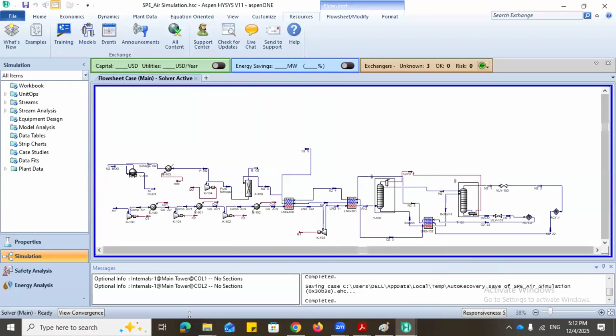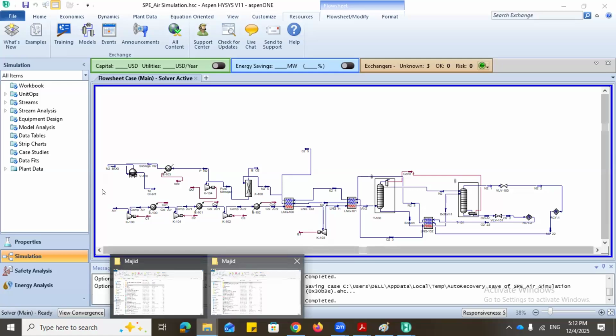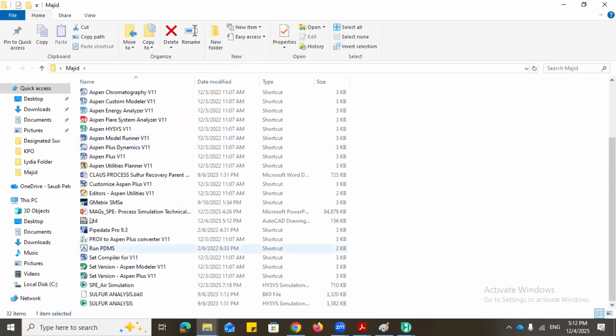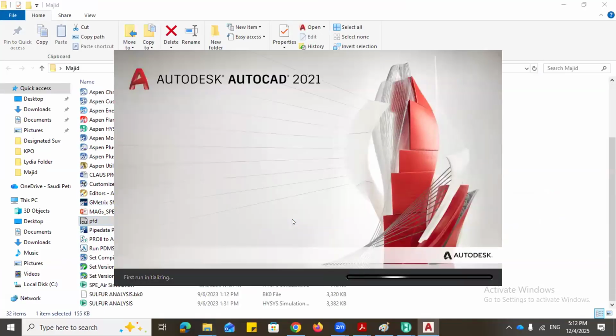When I save it, I'll go back to the folder where I saved it. Where is it? PDF, look at it. If I double click on it, here it's showing AutoCAD drawing. If you have AutoCAD software on your laptop or your desktop, automatically when you click on it, it's going to open.